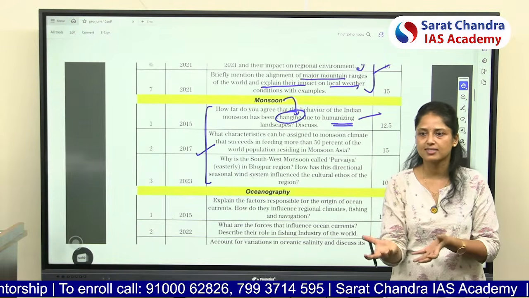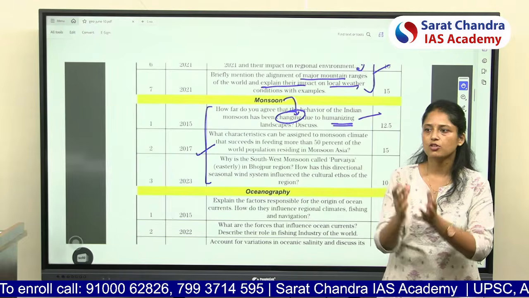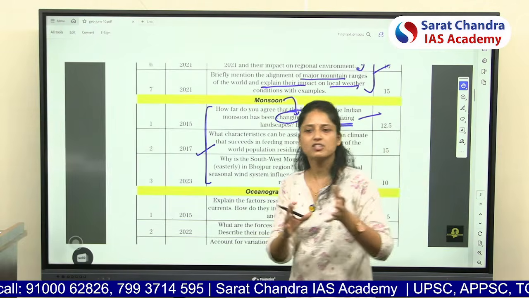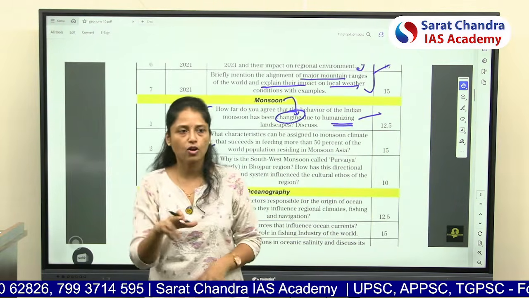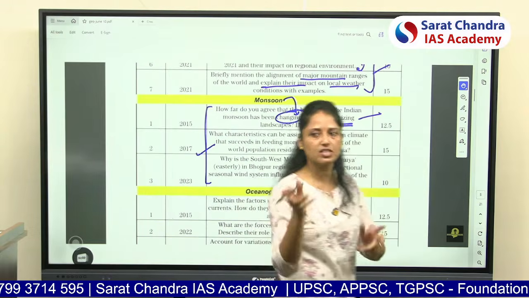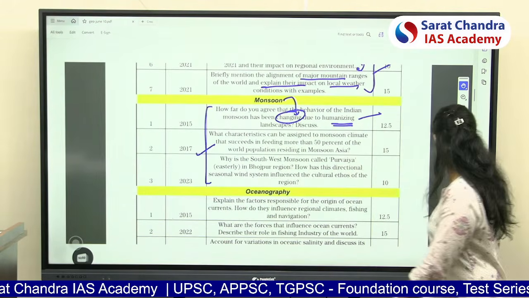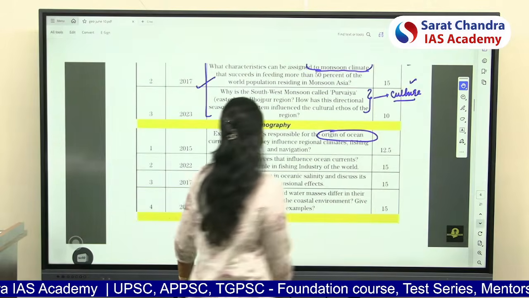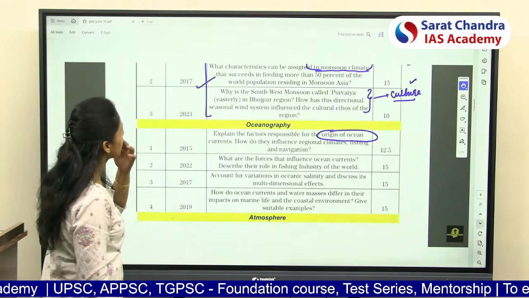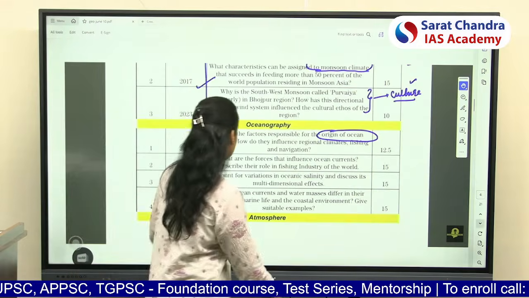For example, the Red Sea is a landlocked sea. So for landlocked regions, salinity will be very high, because the temperature will be very high. So all these things you have to write. Now, other things, okay, these things I have discussed. And yes, one more.